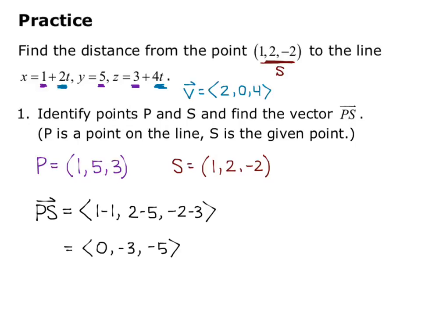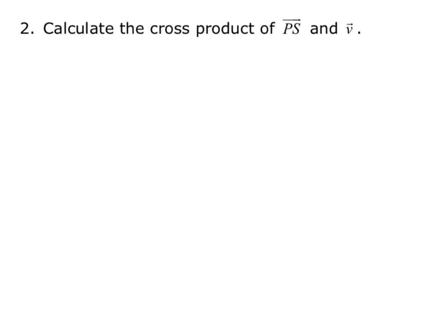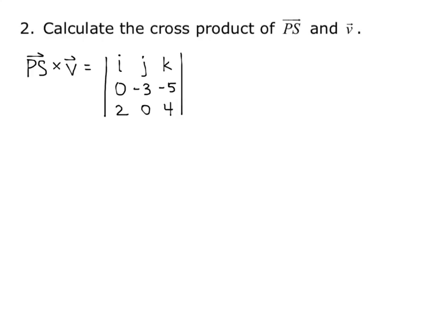Now remember, in the formula, I want to cross this with vector V. So my second step is to calculate the cross product of PS and V. PS cross V equals the determinant of matrix i, j, k; 0, -3, -5; 2, 0, 4. So remember, I'm putting vector PS in the second row and vector V in the third row. Now I'll expand. That's going to be -12i minus 10j plus 6k.